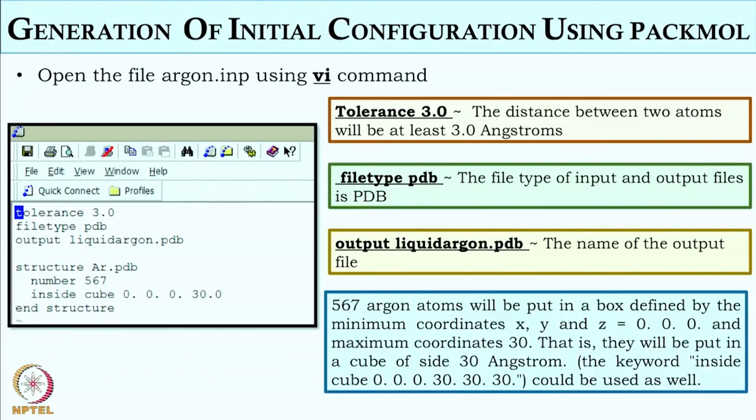Then there is the number 567. That is the total number of argon molecules in the simulation box. And what is meant by inside cube 0.0 0.0 30.0? It means that it is a cubical box of length 30 angstrom along the x, y and z axes. And instead of the keyword 0.0 0.0 0.0 30.0, we can as well use 0.0 0.0 0.0 30.0 30.0 30.0 to specify each x, y and z axis. And then you have to end this file using the command end structure. So what does this structure mean there? Structure is the input file that you are providing.